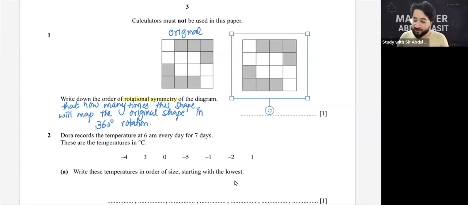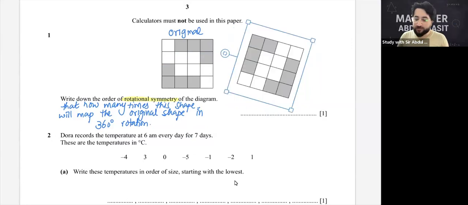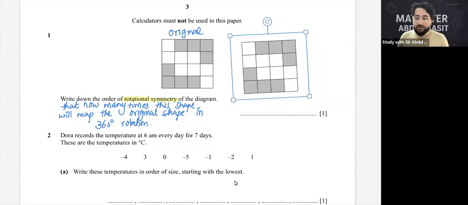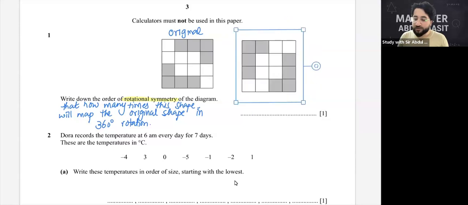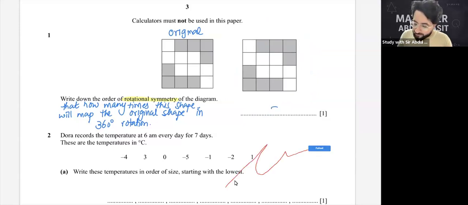Check. I rotated this shape 90 degrees, so this is not like the original. When I rotate it 180 degrees, it is like the original one. So after 180 degrees, it maps the original shape. Now 270 degrees, no. 360 degrees, yes. So in a 360-degree rotation, this shape mapped the original shape two times. So the order of rotation is two.